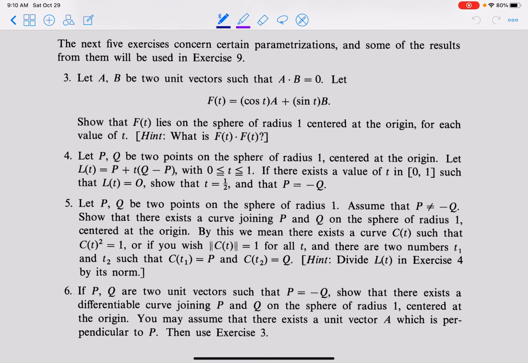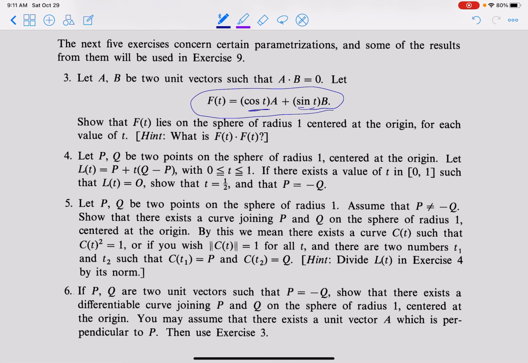Okay, hi everybody. So let's take a look at these next 5 exercises. Let A and B be 2 unit vectors that are perpendicular to each other. Let f of t, this is a curve now, be equal to this expression.